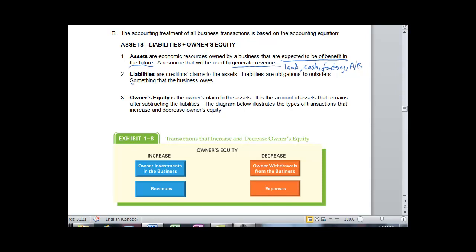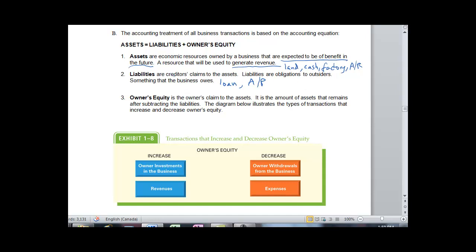Now, liabilities. Liabilities, by our definition, are creditors' claims to these assets. They're obligations to outsiders. So in a way, it's kind of the opposite of an asset. It's someone who has a claim against the business. The amount that the business owes to them is a liability, right? So it's an amount owing. An example would be a loan, or similar to the accounts receivable we talked about previously, something called an account payable, where maybe you have bought something from somebody and you've agreed to pay them in 2 weeks or in 30 days. Well, the fact that you owe them money is a liability.